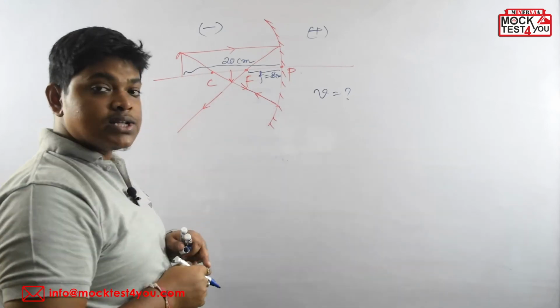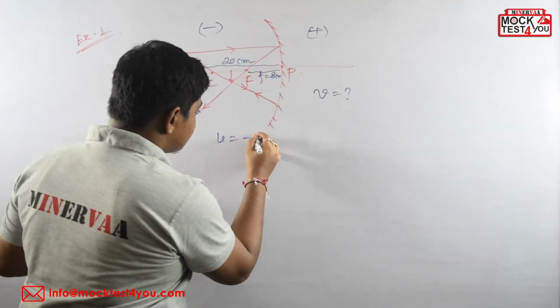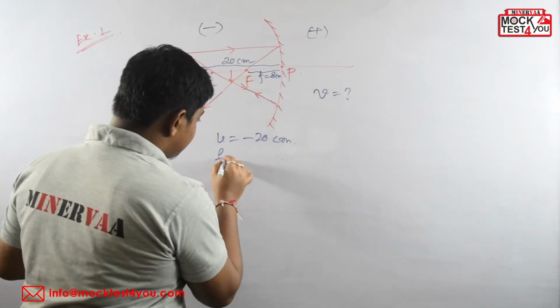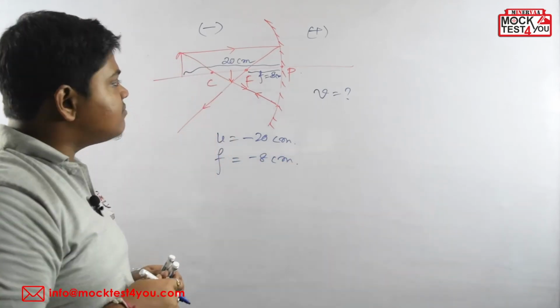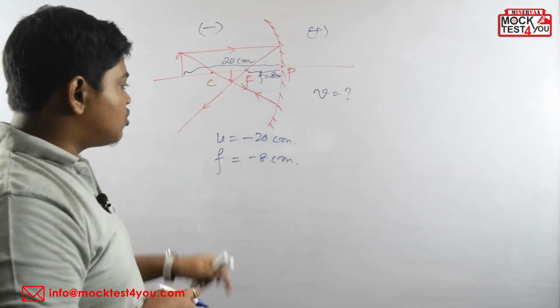So what is given to us? The object distance is given to us, right? So the object distance is minus 20 centimeter. In this case, the focal length is also given, that is minus 8 centimeter. Why am I using this minus sign? Because all of the distances are measured on the left side of the mirror. So what will we use?